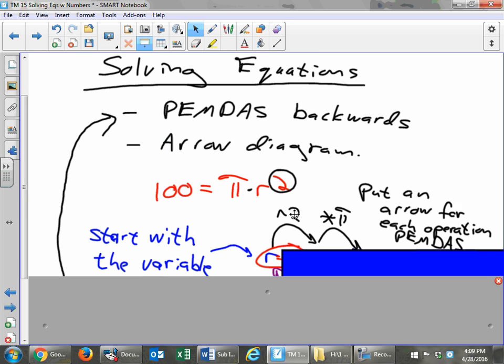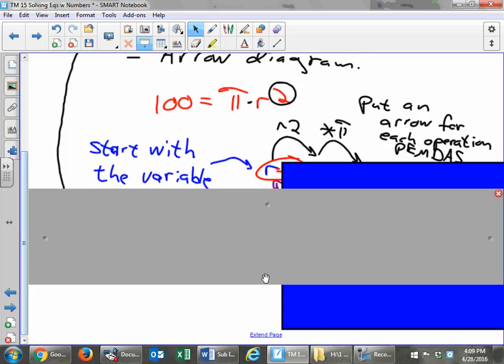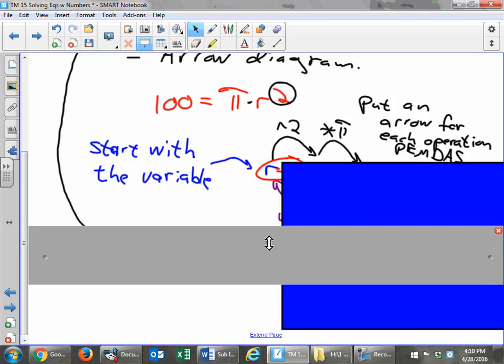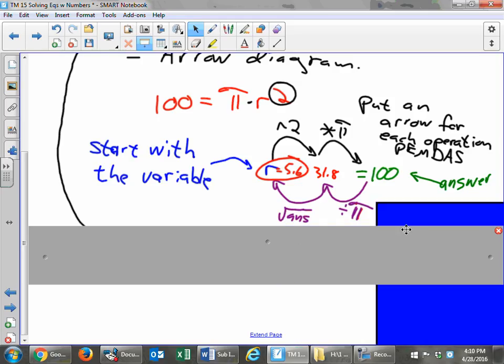PEMDAS says you do your exponents before you multiply. So I put the square on the first arrow, times pi on the second arrow. And this is where the PEMDAS backwards part comes into play. So on the bottom half of the arrow diagram, we're going to wind up putting an arrow for all the opposite operations here.